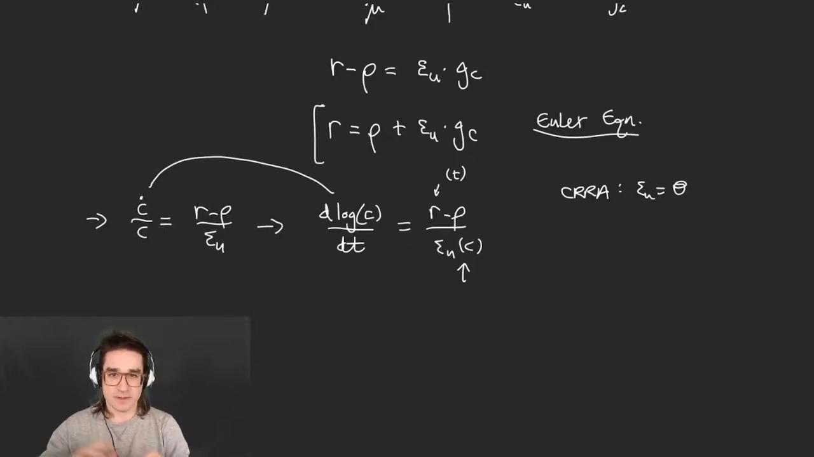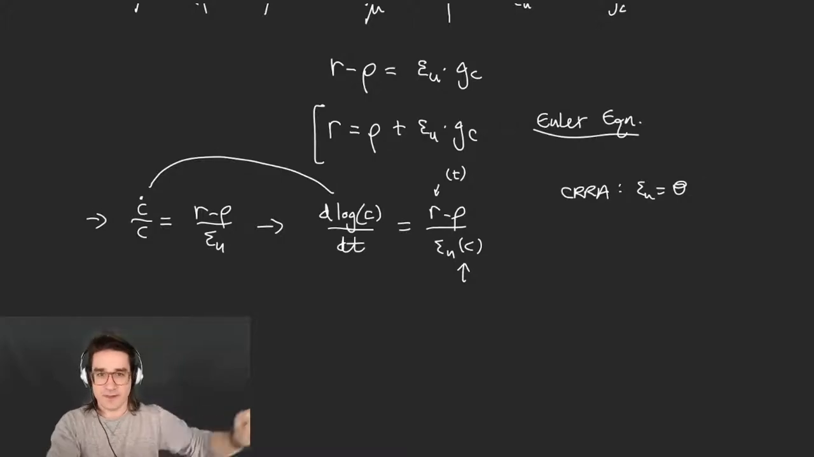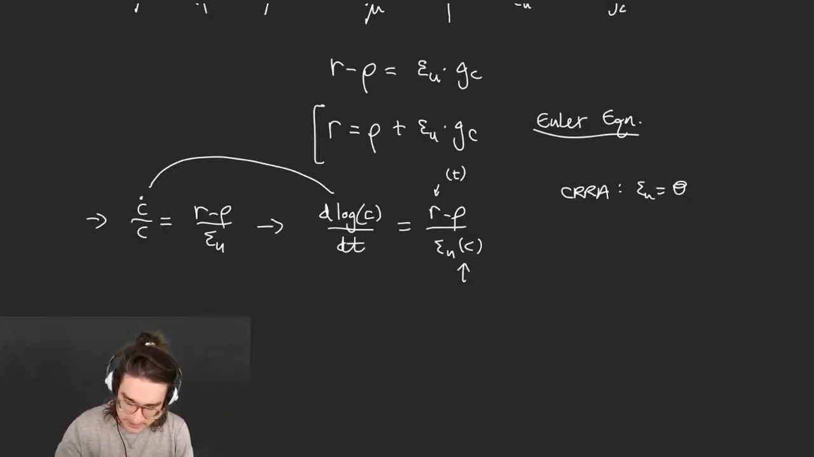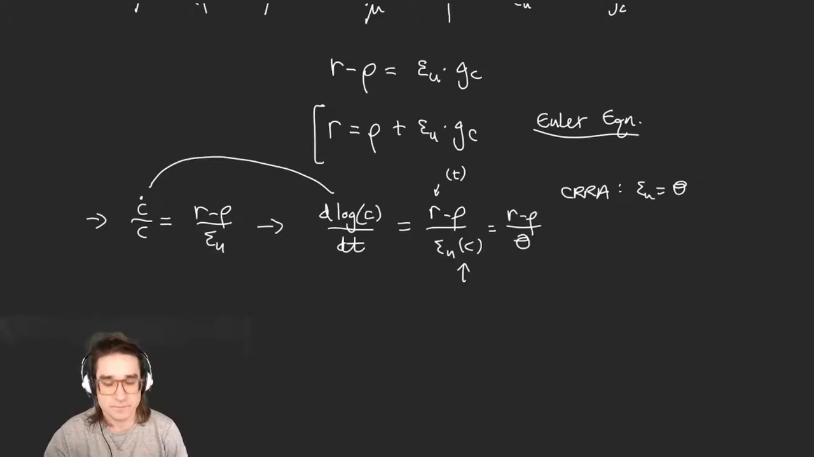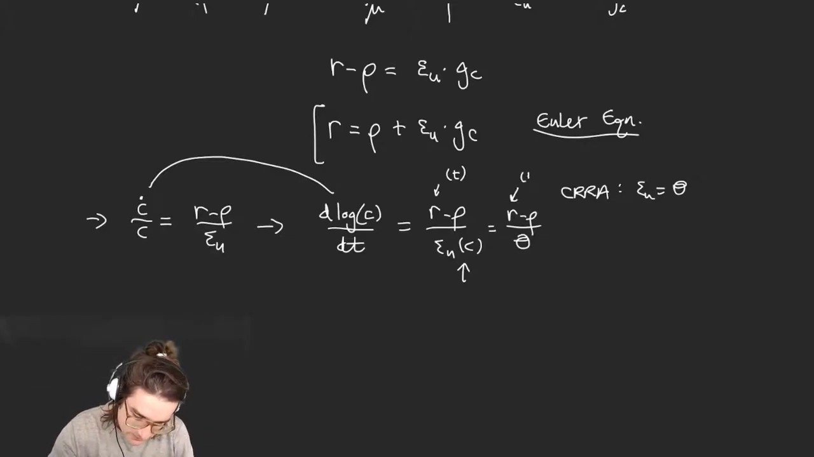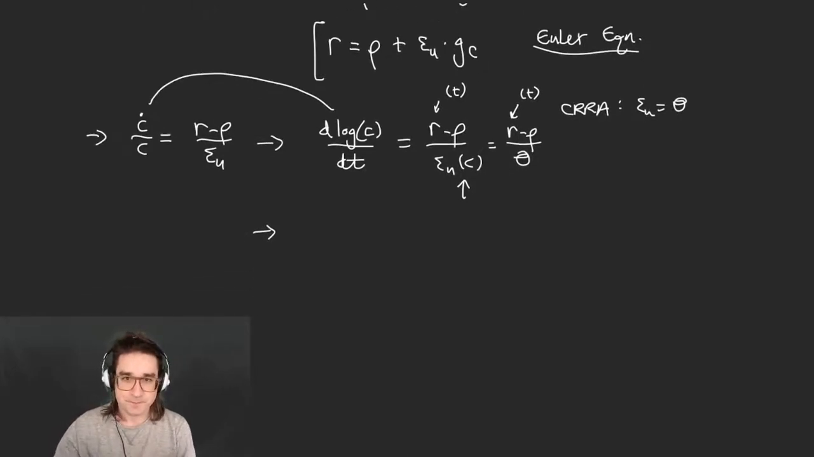So then we can get a log of C of T equals something, okay? All right, so let's do that. Let's say that this is R minus rho over theta. Now we still have the R, which can still be a function of T, okay? And so then we can integrate that log of C.